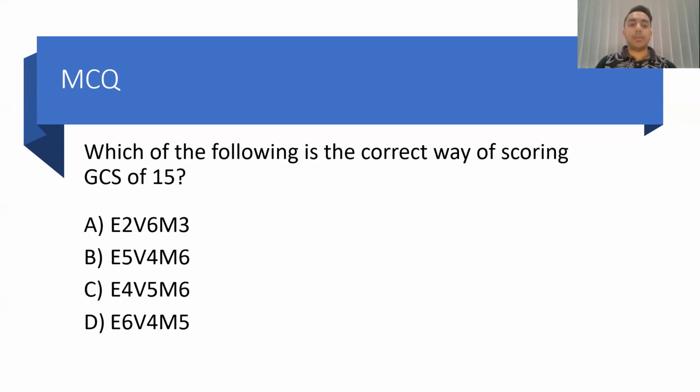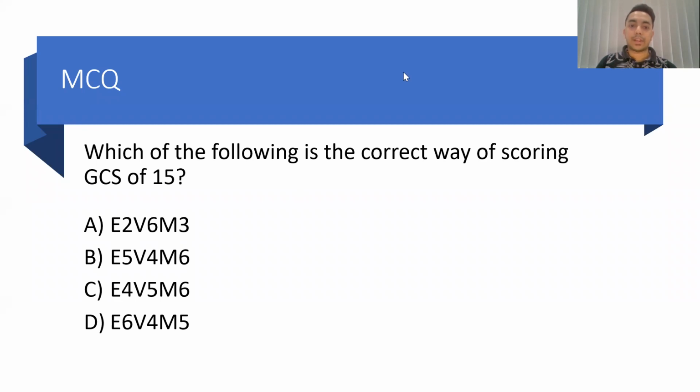Right, another MCQ question for you all. Which of the following is the correct way of scoring GCS of 15? Is it A, B, C, or D? For a patient like you and I, if we were to score the GCS, what would the GCS be?